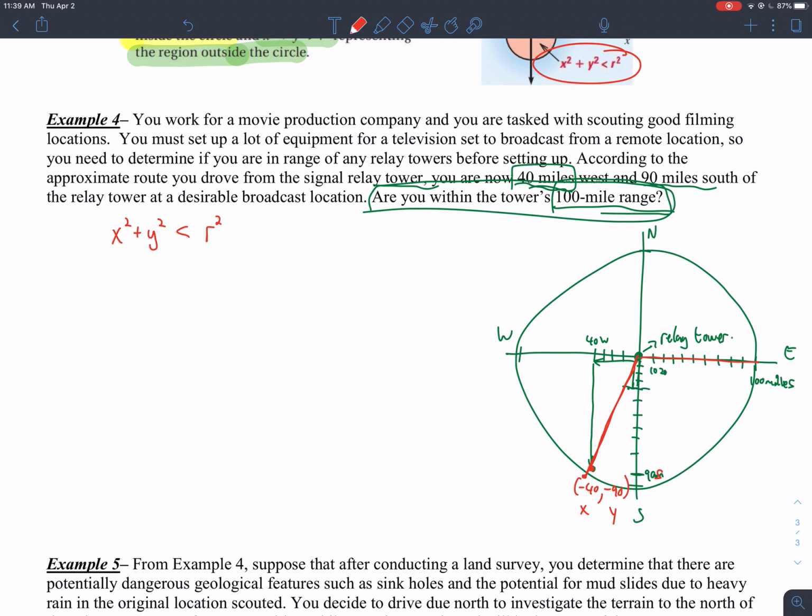Okay, so I have -40 squared plus -90 squared. Is that less than the radius, which they gave me right off the bat? And we're just checking this out. So 1600 plus 8100, is that less than 10,000? That's the question. And if you don't already see that, you can just do this and say, check my location. So let me draw my location's distance in a different color.